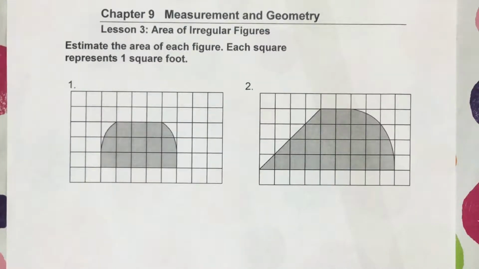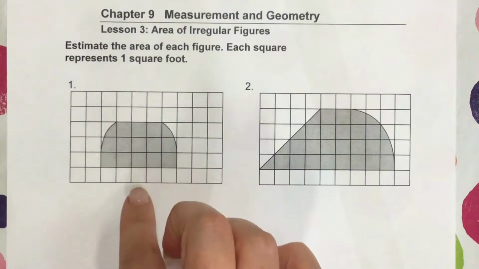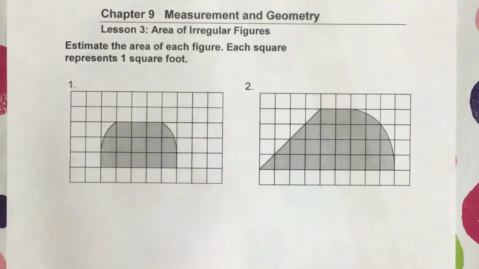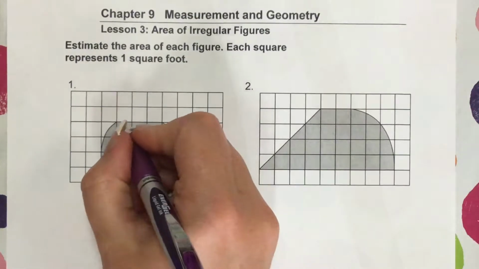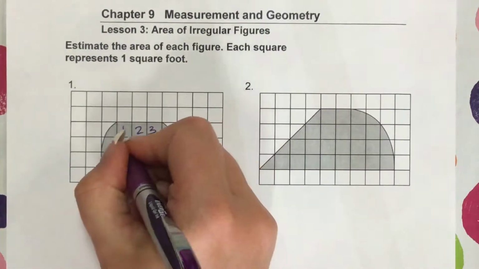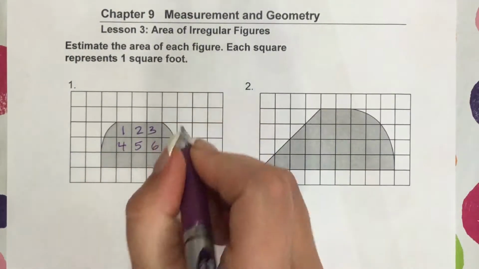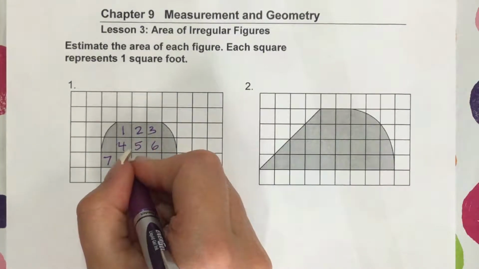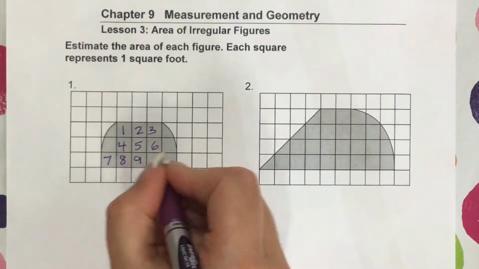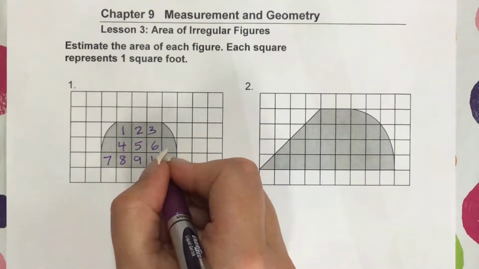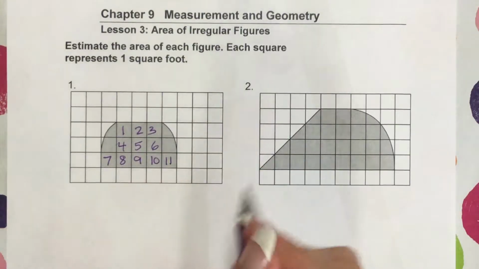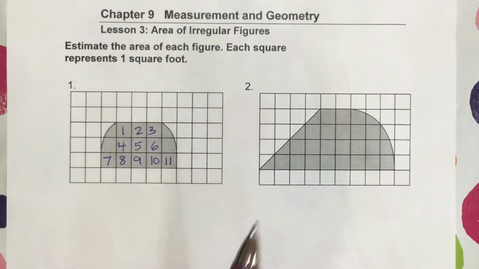All right, we are back. So let's go ahead and get started. I'm going to divide this particular figure into 3 different sections. The first being the section with the full squares. So that would be here 1, 2, 3, 4, 5, 6, 7, 8, 9, 10, 11. So there's 11 full squares.